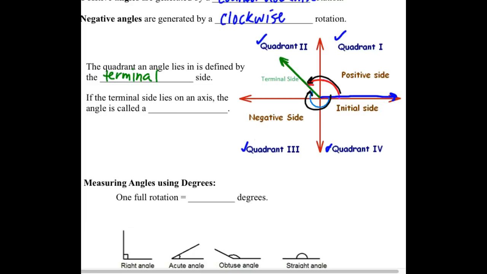If the terminal side lies on the x-axis, the angle is called a quadrantal angle. Quadrantal. Okay, so it's not in a quadrant, it's in between two quadrants. Okay. Questions on any of the terminology?